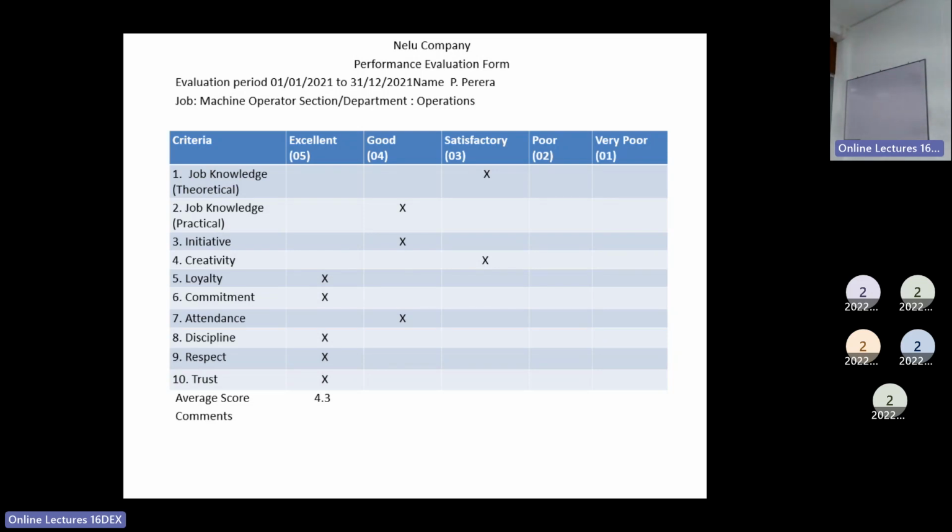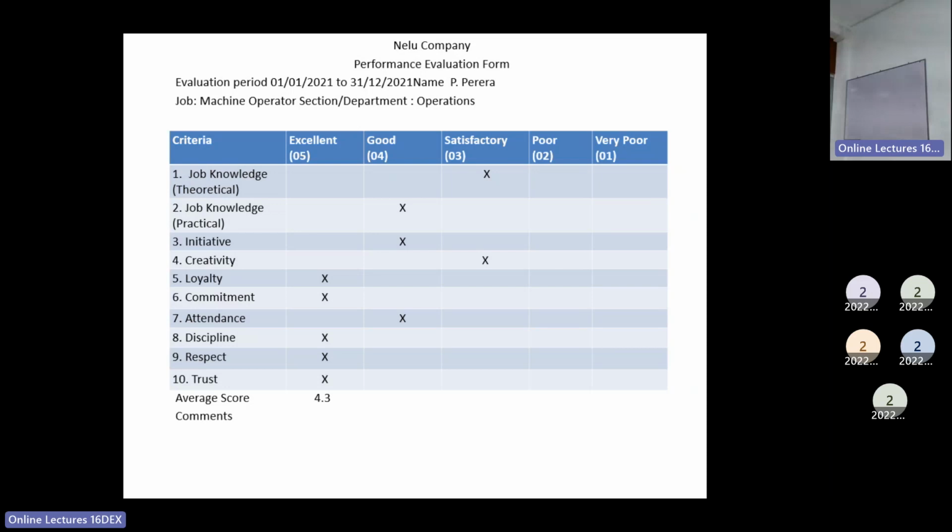For example, job knowledge. There are 3 types of job knowledge. One is theoretical job knowledge. Mr. Pereira has been evaluated by a particular evaluator. What is the evaluation given for his theoretical job knowledge? Is it excellent, good, satisfactory, poor, very poor? Satisfactory. Job knowledge, theoretical, is very difficult to define, determine, or quantify. So the evaluator has given his subjective evaluation as satisfactory. If you want, you can introduce some marks or numerical values for each of these scales.